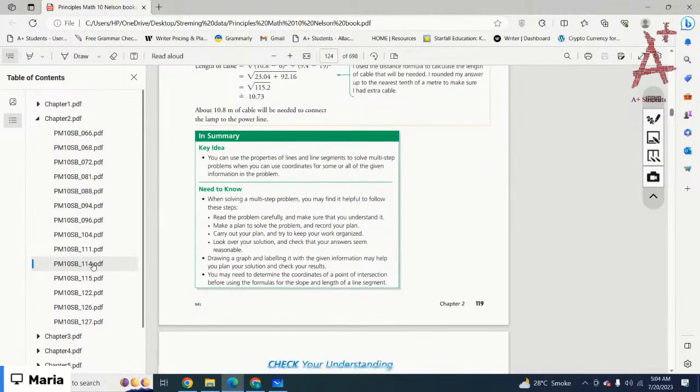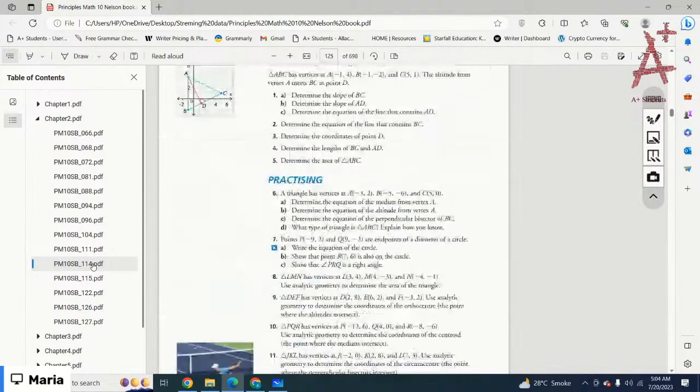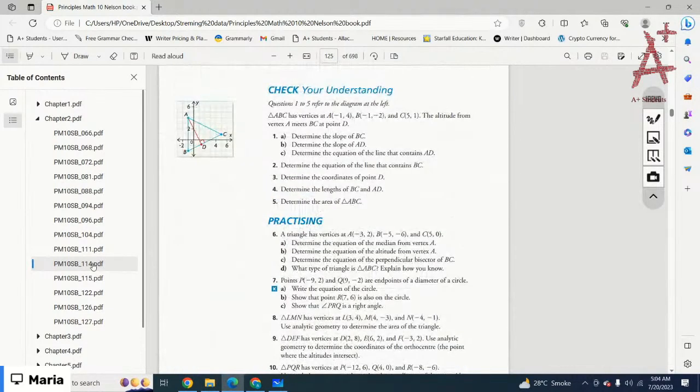Let's start with question number 1. Triangle ABC has vertices A (-1, 4), B (-1, -2), and C (5, 1). The altitude from vertex A meets BC at point D. Determine the slope of BC. We have to find the slope of the line BC.